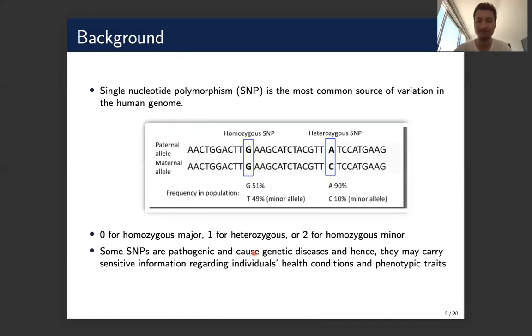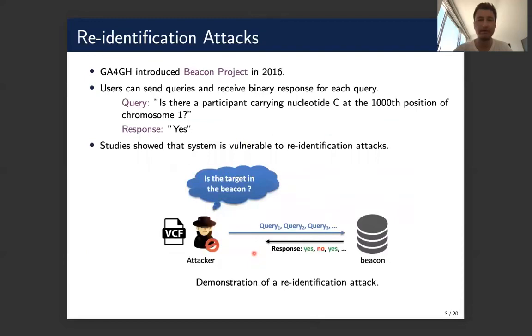Our motivation comes from something called the Beacon project that was introduced by the Global Alliance for Genomics and Health in 2016. Here, beacons are genomic databases with a certain data sharing mechanism. In this system, users can send queries about particular SNPs to particular beacons and receive a binary response for the queries. For example, a simple query is something like, is there a participant carrying nucleotide C at the 1000th position of chromosome 1? And the system responds with either yes or no.